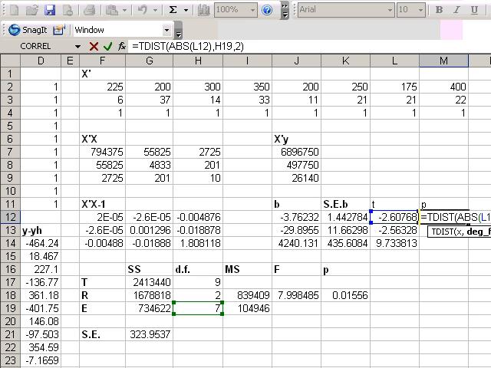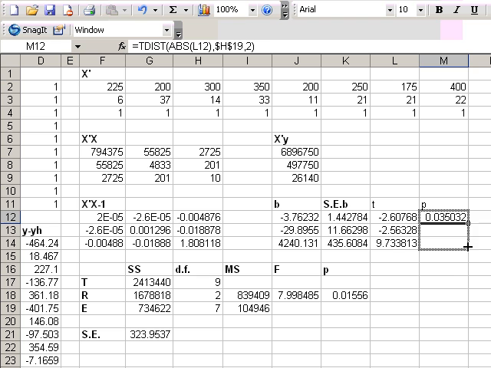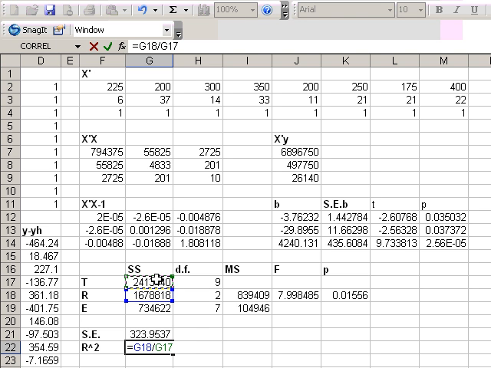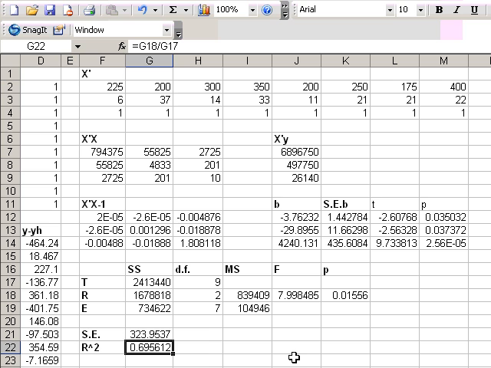Now if I fix the degrees of freedom, I can drag this down and get the probability for each of the t-tests. And we can see that both size and visibility of consequences are significant predictors of total charges. Finally, I'll get the R hat squared or R square for this regression analysis. It is equal to the regression sums of squares divided by total sums of squares, or 0.69.